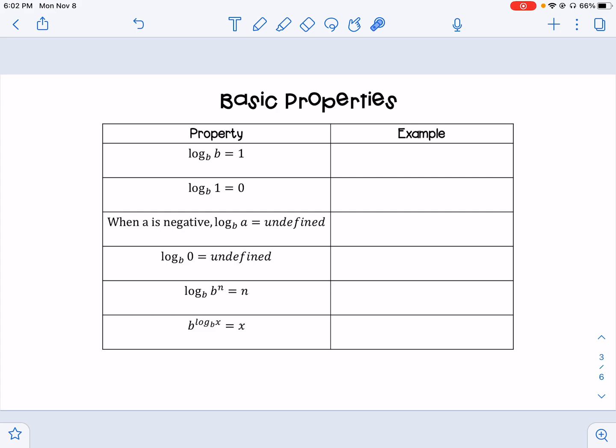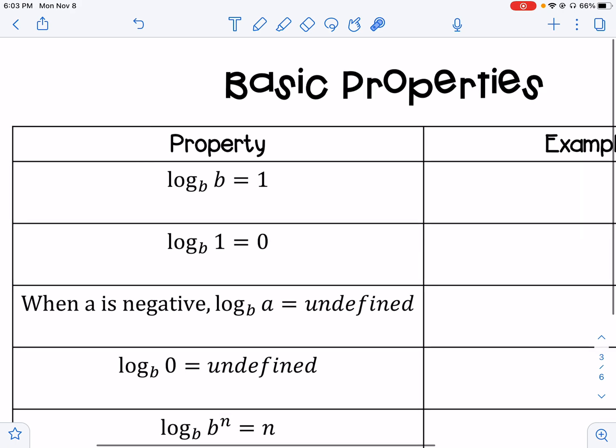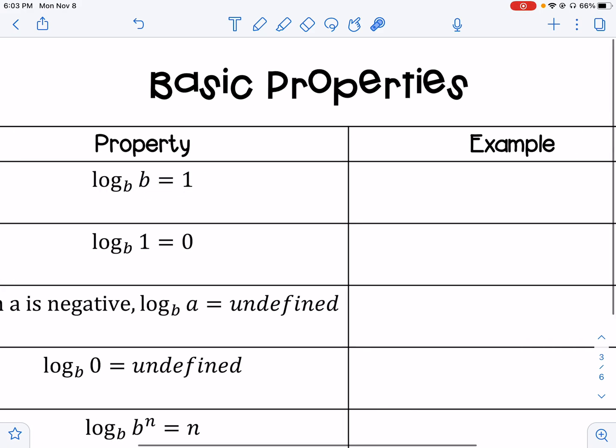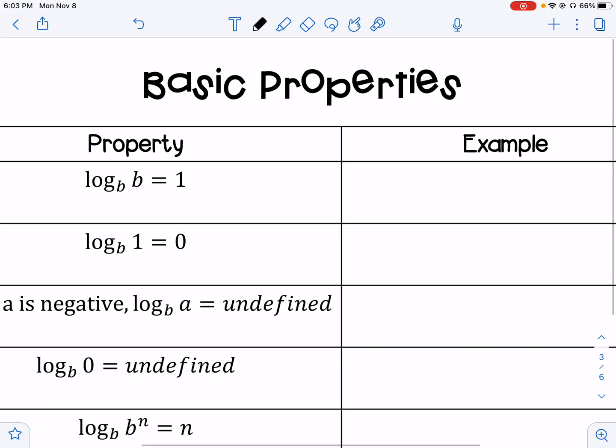So now we can look at this. We're actually going to take this slightly further, and we're going to talk about some of the most basic properties of a logarithm. So here is one of our basic ones, and it says the log base b of b will always be equal to 1. So if we were to rewrite that in exponential form, our base would be b, our exponent would be 1, and it would be set equal to b.